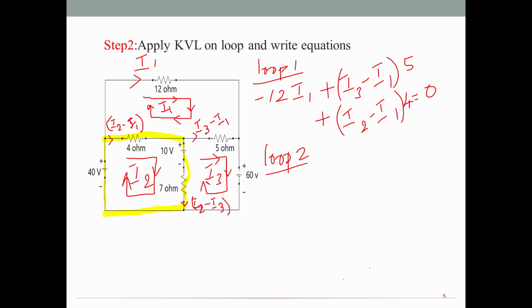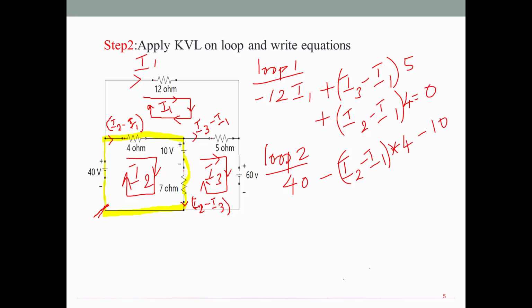So for loop 2, I'll start from this portion and end with the same point. When I move forward, the loop current is leaving the positive of the voltage source, so plus 40. Here on the 4 ohm branch, loop current and branch current are both the same, so minus the branch current I2 minus I1 multiplied with the resistance. Next, the 10 volt source. Have a look, the loop current is leaving the negative of the voltage source.